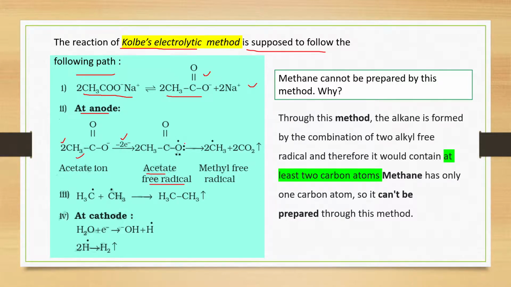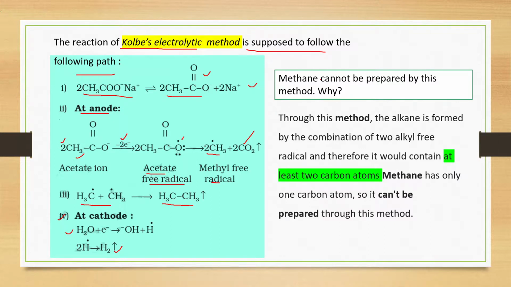Okay, free radical means odd number of electrons on this oxygen. And this acetate free radical further decompose to give carbon dioxide and two methyl free radicals. And then these two methyl free radicals combine to form ethane, CH3. And at cathode, reduction of water is taking place and we will get the hydrogen at cathode.